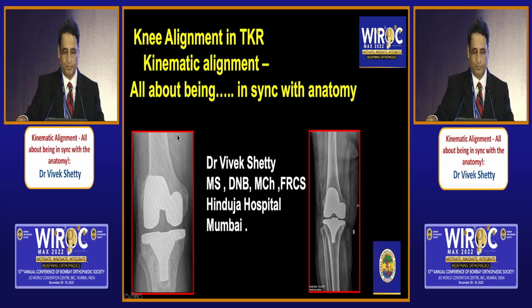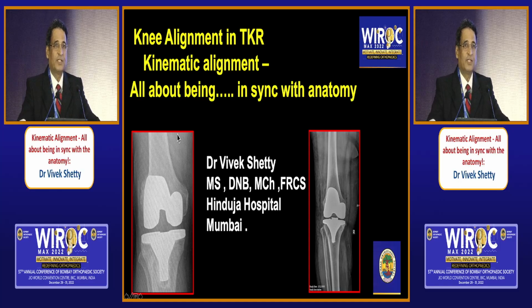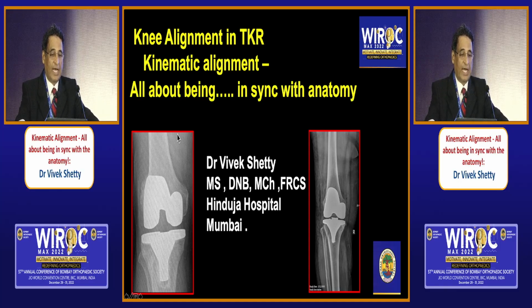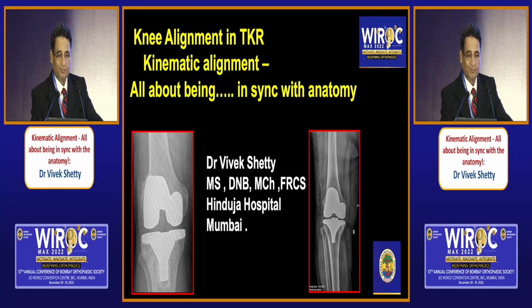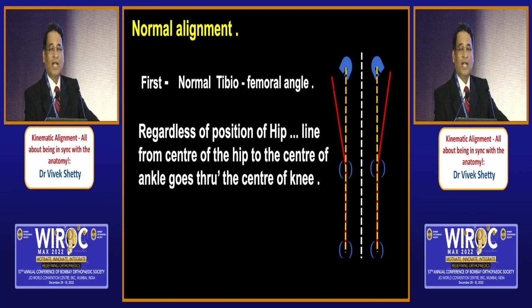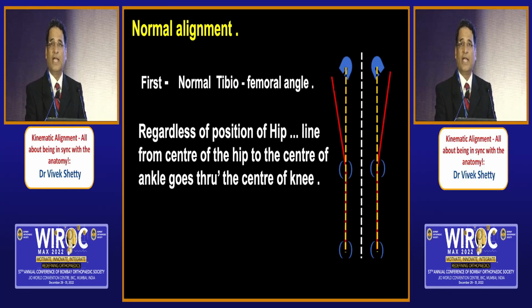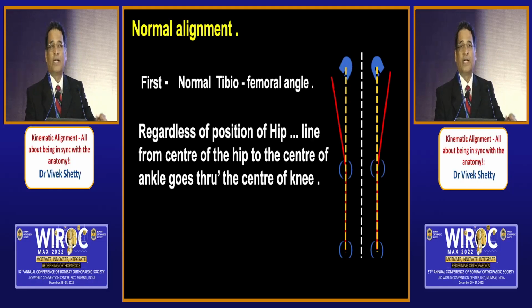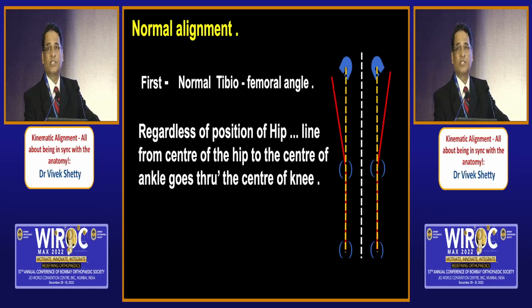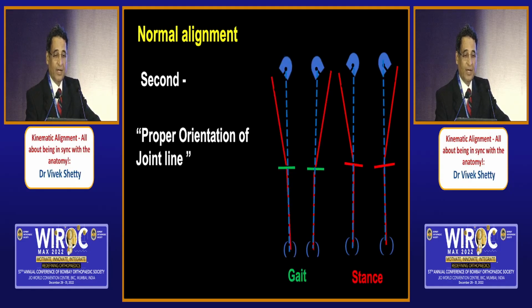Good afternoon. So, after the initial introduction on alignment, moving on to why I like the concept of kinematic alignment. So, we've covered normal alignment irrespective of where your leg position remains. The mechanical axis goes through, or at least is assumed to go through the center of the knee irrespective of the position of the leg. However, the joint convergence angle changes when you are in your stance phase versus when you are in your gait phase.